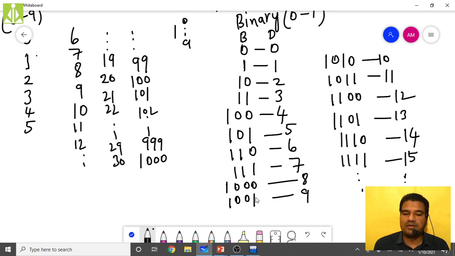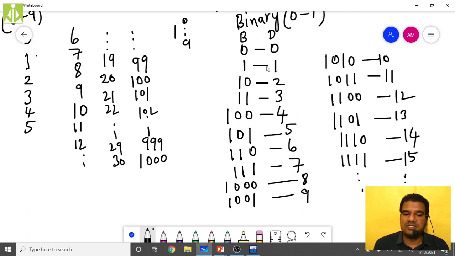Then 1001, 1010, 1011, 1100, 1101, 1110, 1111. After representing this, again I run out of the digits. So to represent 16, what do I have to do? Again 1 followed by 4 zeros I have to use. 1 followed by 4 zeros will represent your 16.